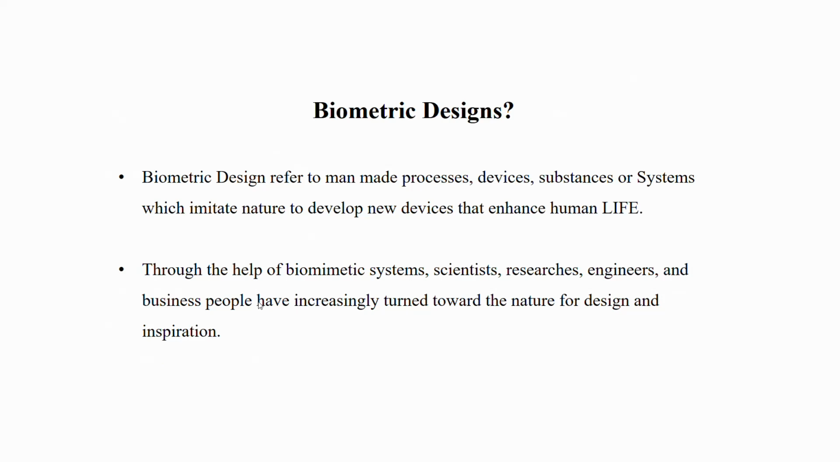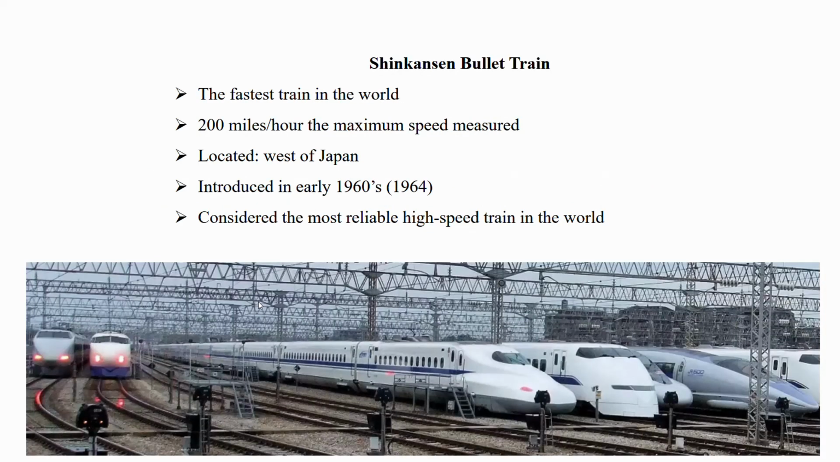So, what was the Shinkansen bullet train? This was the fastest train in the world, which runs at a speed of 200 miles per hour, its maximum speed measured to date. It is located in the west of Japan. It was introduced in the early 1960s, that is 1964, and it is considered the most reliable high-speed train in the world.